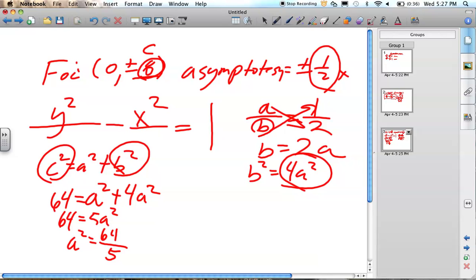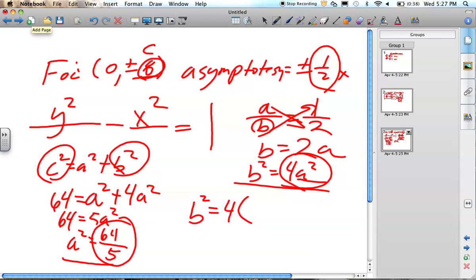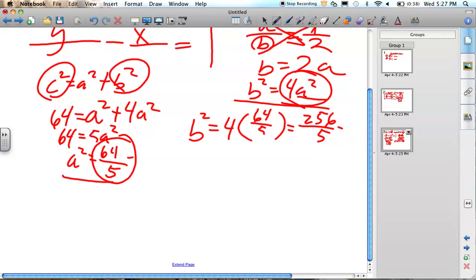Okay, and we need b. We don't have it, we've got a. But again, I'm going to use this. So b squared is going to equal 4 times a squared, which we just solved for over here. So that is 4 times 64 fifths. So b squared is going to equal 256 fifths. Neither one of these will reduce. So that's what I've got. So now we're ready to go in and start plugging this thing in.